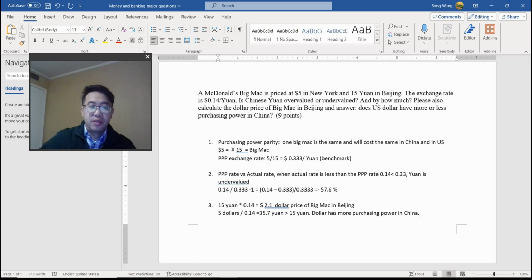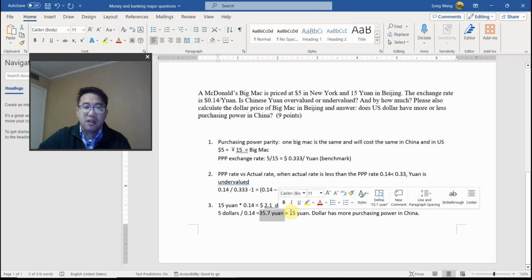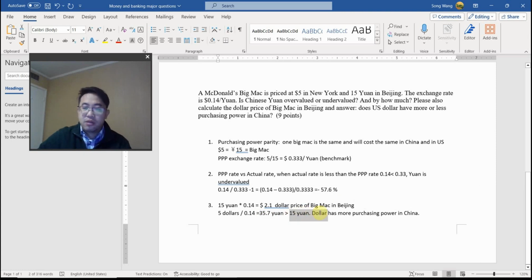Okay, so with the same amount of dollars to buy the same product, $5 buys one Big Mac in the United States, you can buy more than 2 Big Macs in China, because $5 under the conversion can give you 36 yuan, which is good enough to buy 2 burgers in China. Or you can say that Chinese stuff is pretty cheap in the eyes of Americans.